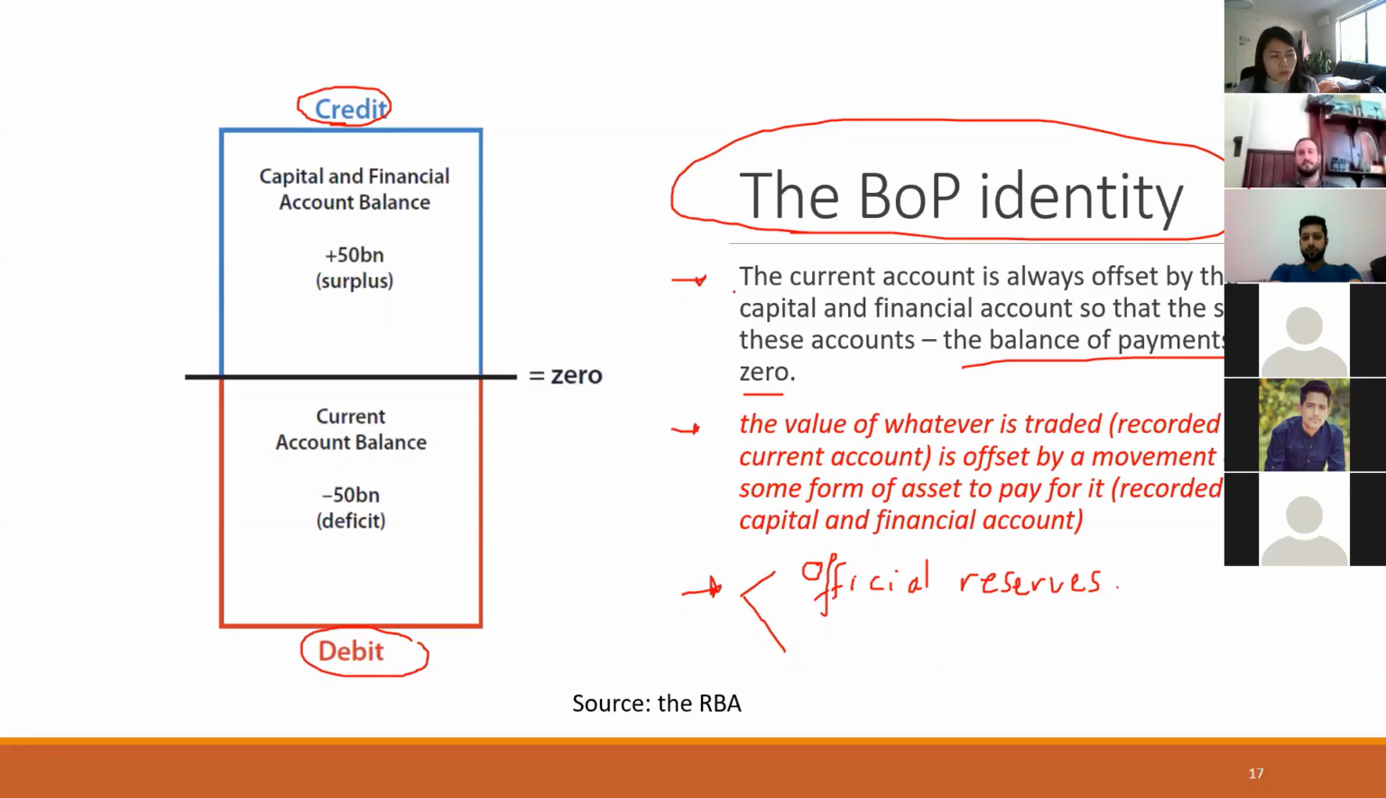Number two, in reality, when you record these transactions, sometimes there will be discrepancies. So to reconcile these two different accounts, people introduce an account for statistical discrepancy, okay? But even after taking into account these two different accounts, your balance of payments should always be identified, okay? So the sum of the balance of payments should always be zero, okay?